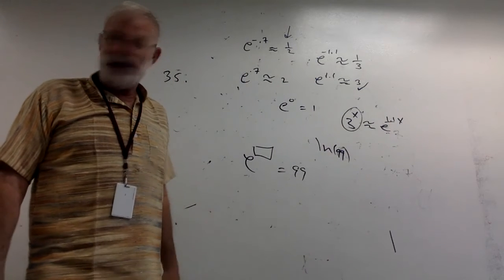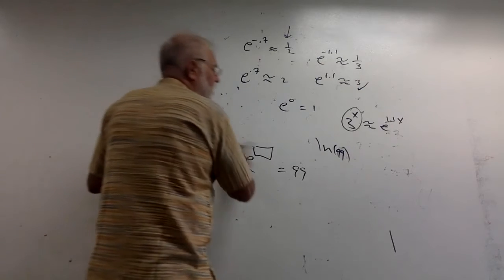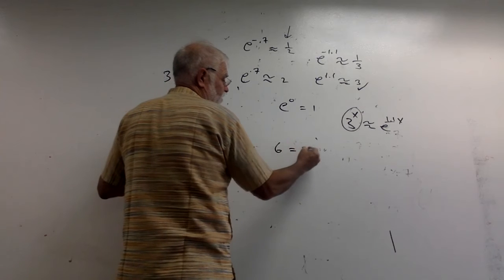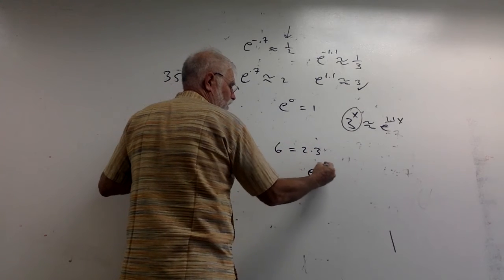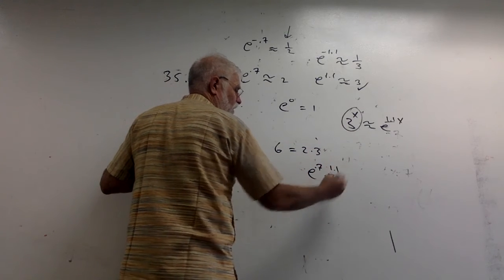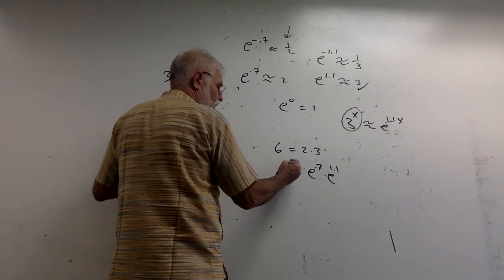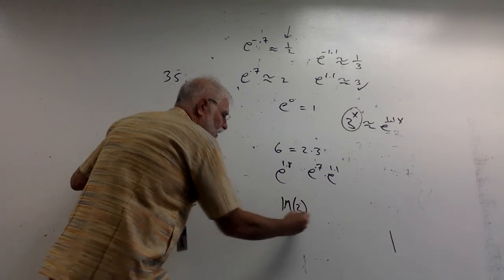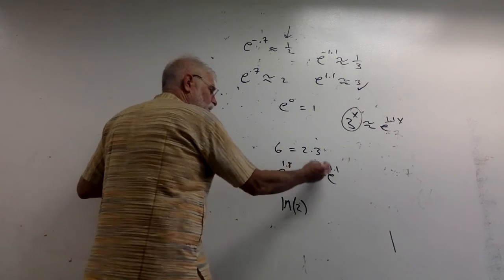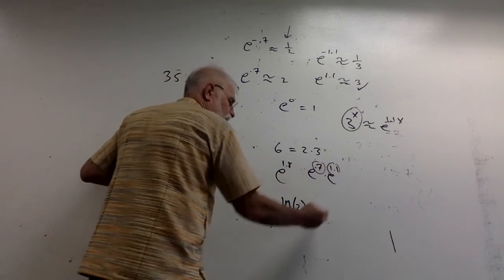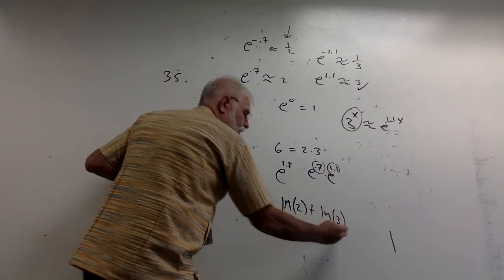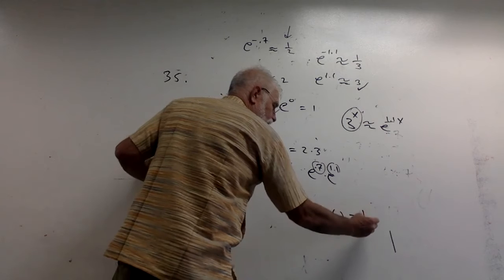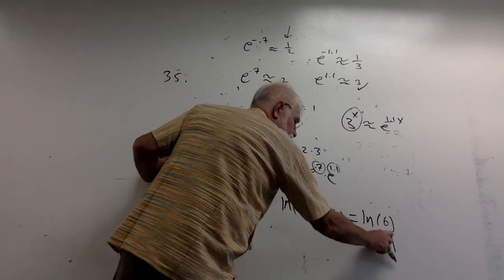So we did this one in class. What gets me a 6? Well, I know that 6 is 2 times 3. 2 is e to the 0.7. 3 is e to the 1.1. So it looks like 6 is e to the 1.8 because you would add those exponents. You would add the exponent on e that gives you 2 to the exponent 1.1 that gives you a 3. And that would give you the ln of 6.